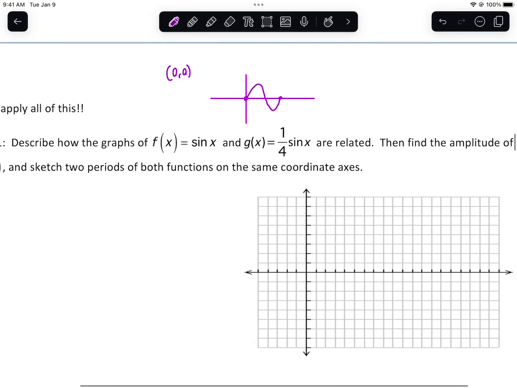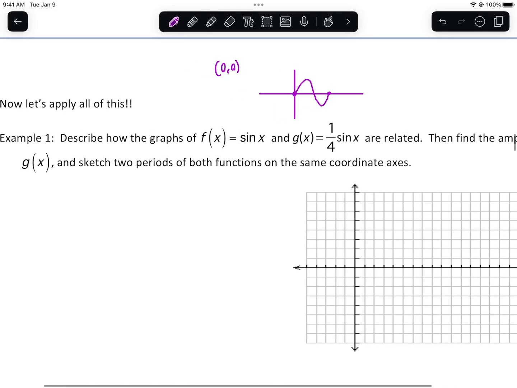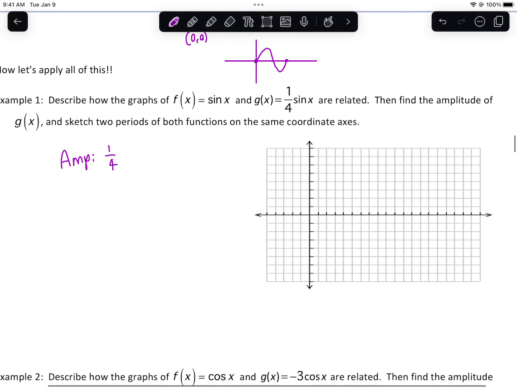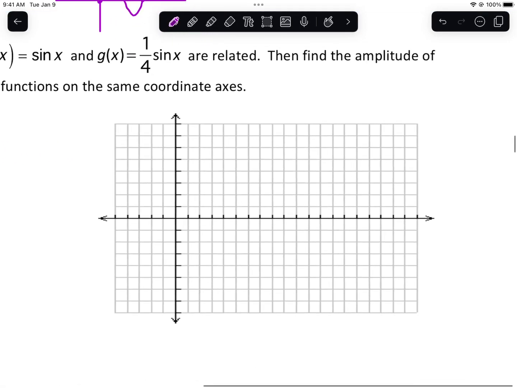We're going to do that, but this time with the transformations. This 1/4 right here is your new amplitude. The amplitude normally is 1. Now it's going to go up and down 1/4 unit. You could call it a vertical compression if you want, but most of the time they're going to say an amplitude of 1/4. So here's how I will typically do these. On a graph like this, they don't give us any scale.